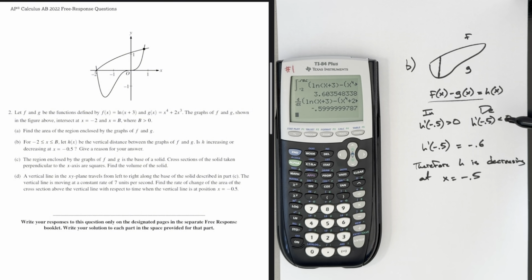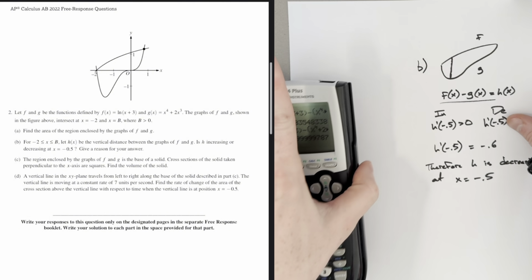So just write down something that shows that because the derivative is negative, it is decreasing. You could also put that in your justification. Say because h prime of negative 0.5 is less than 0, h must be decreasing at that point. Something like that. Super, super simple. I think B honestly wasn't too bad. But yeah, now we will move on to part C.